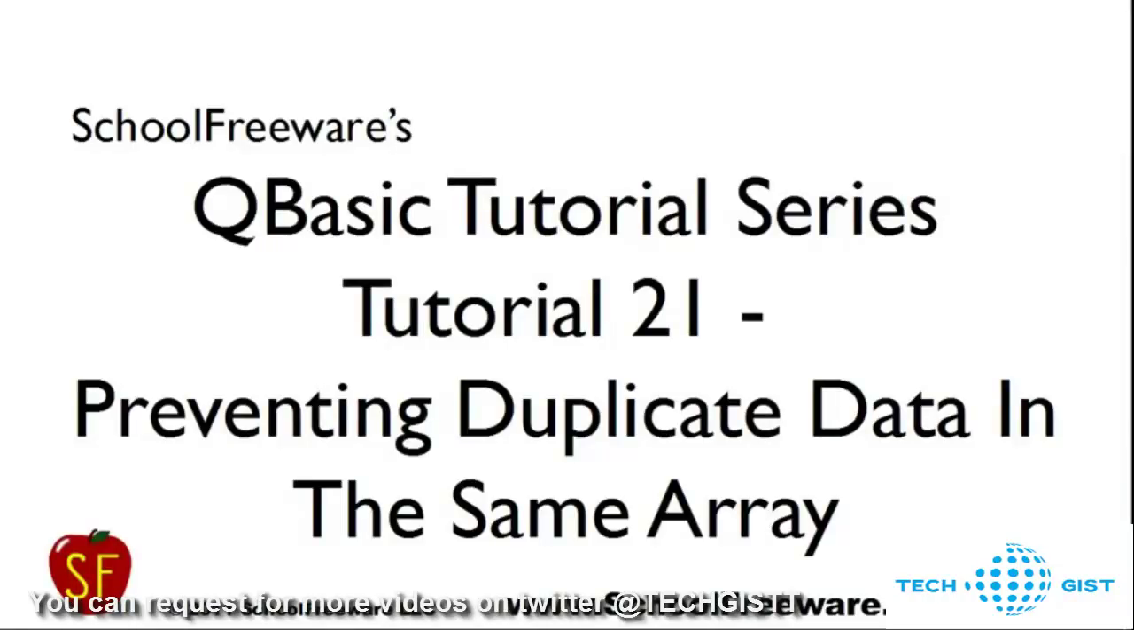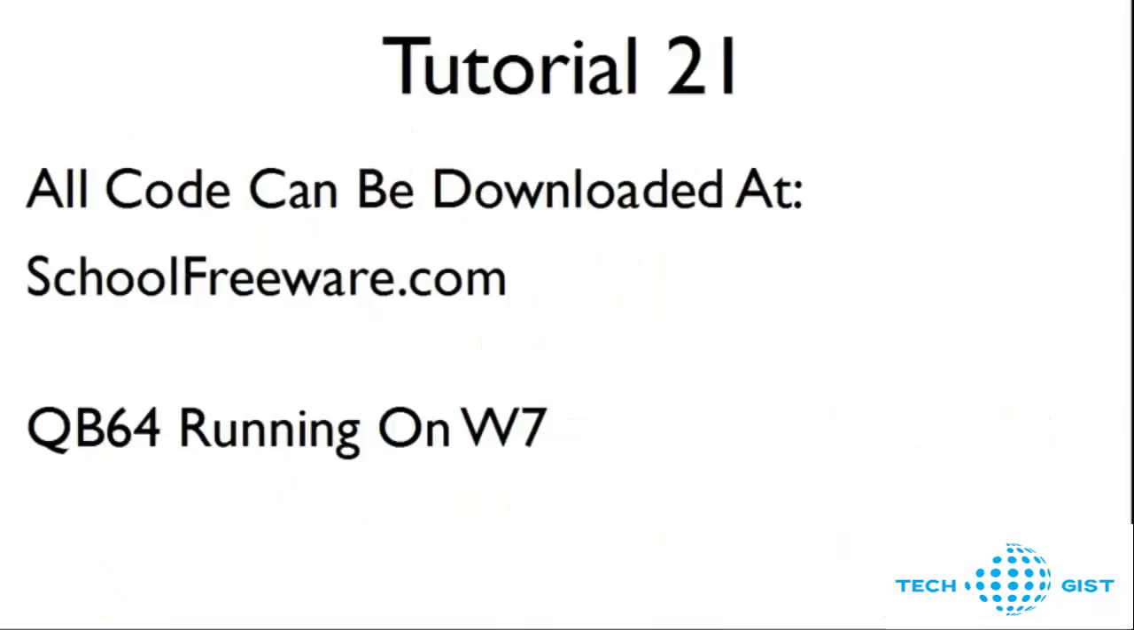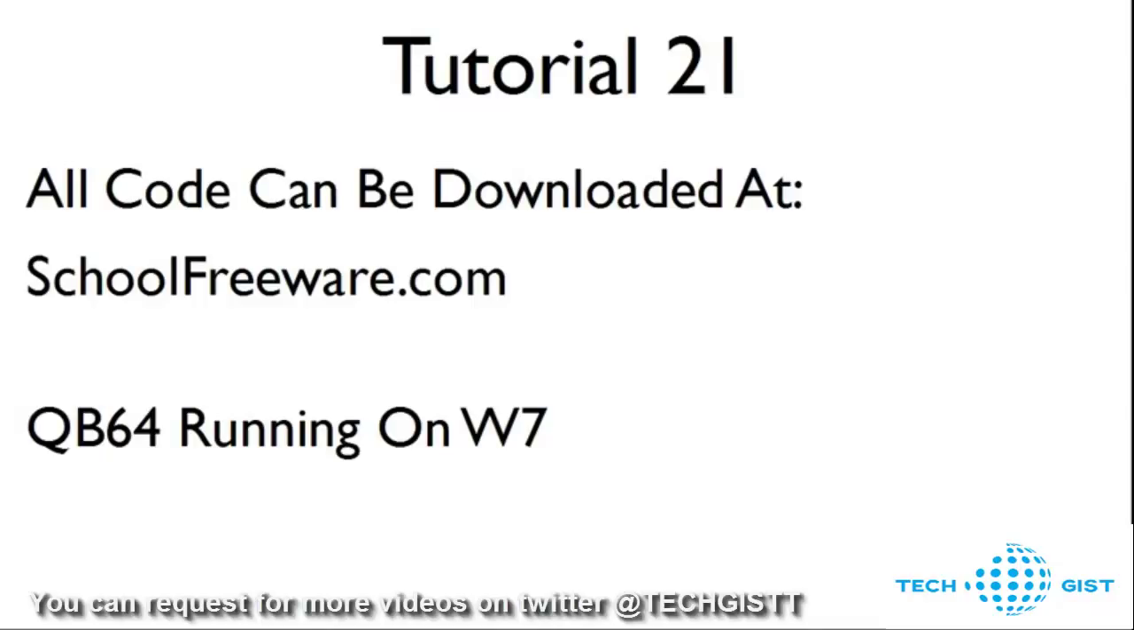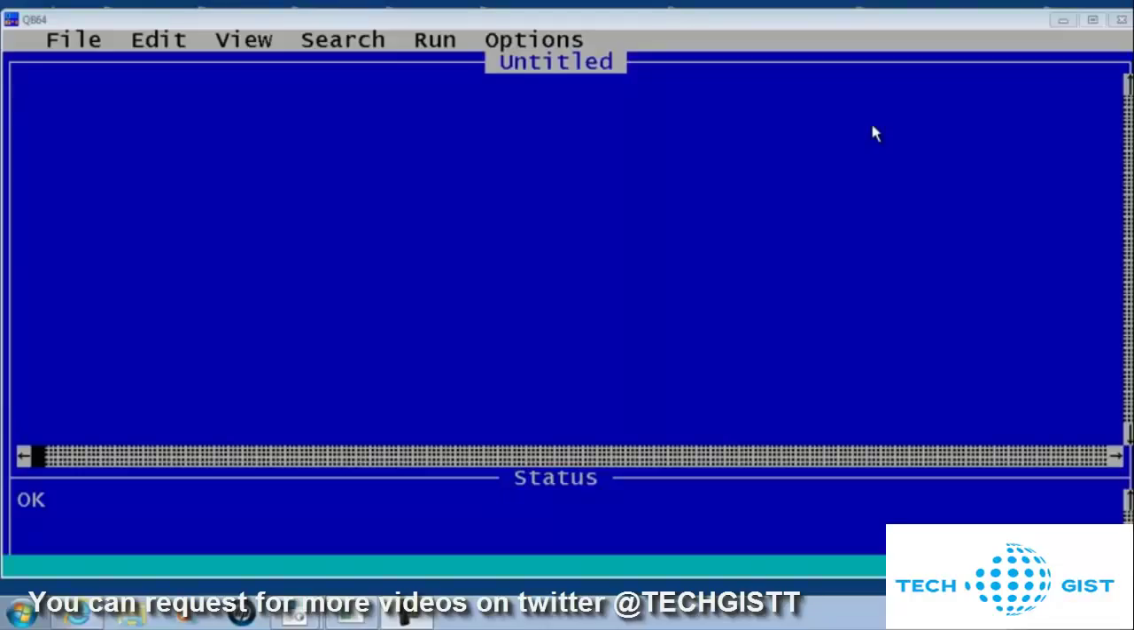School Freeware's QBasic tutorial series, Tutorial 21, Preventing Duplicate Data in the Same Array. All code can be downloaded at schoolfreeware.com, and this tutorial will use QB64 running on Windows 7. I'll make a program that will hold 4 first names within an array. So first, I'll go ahead and declare fn, which is first name, as a string.